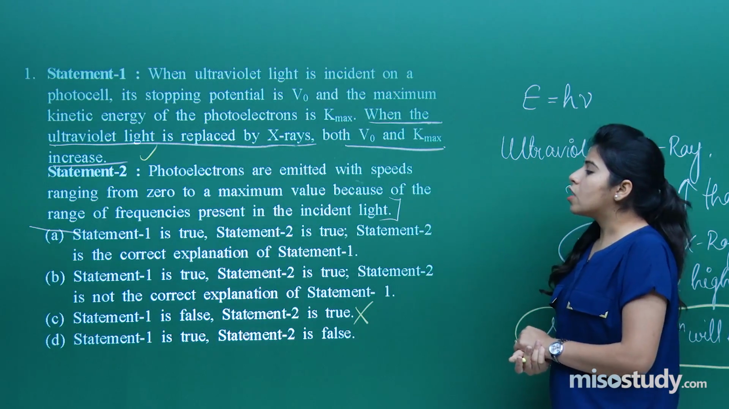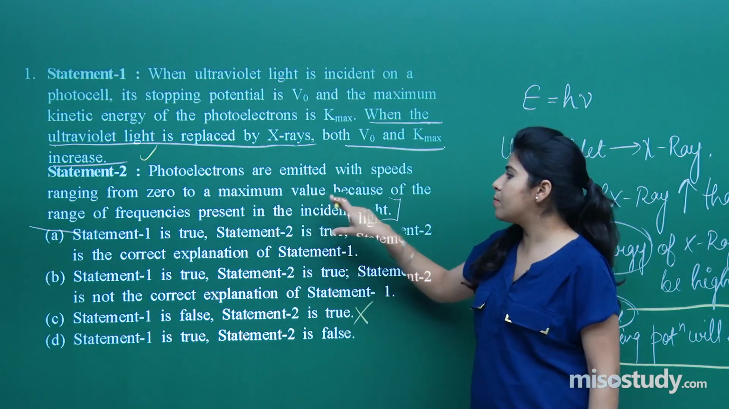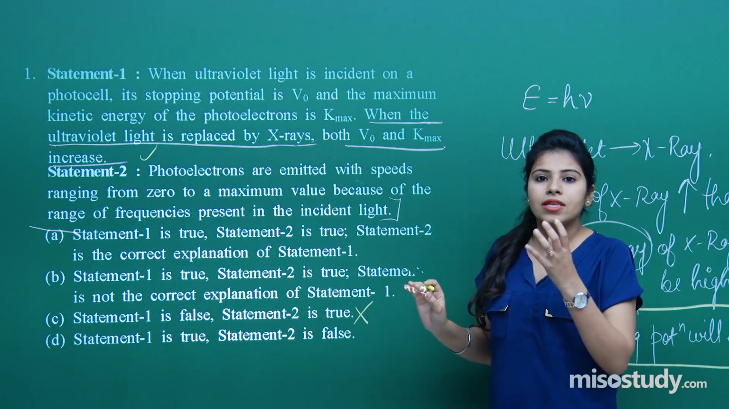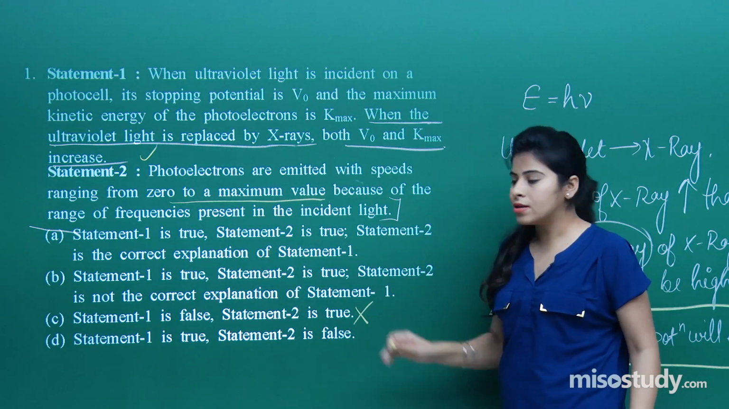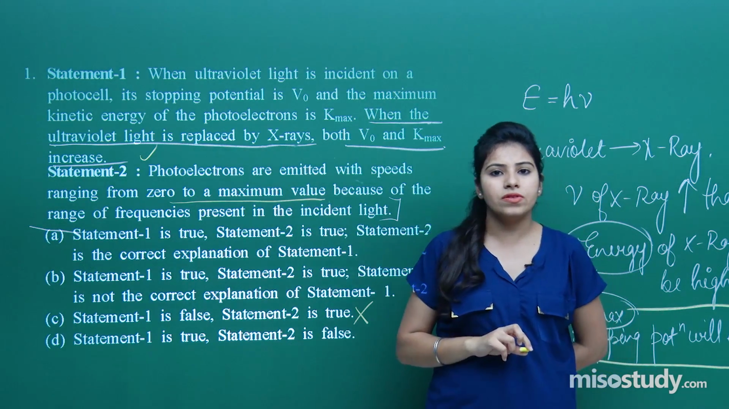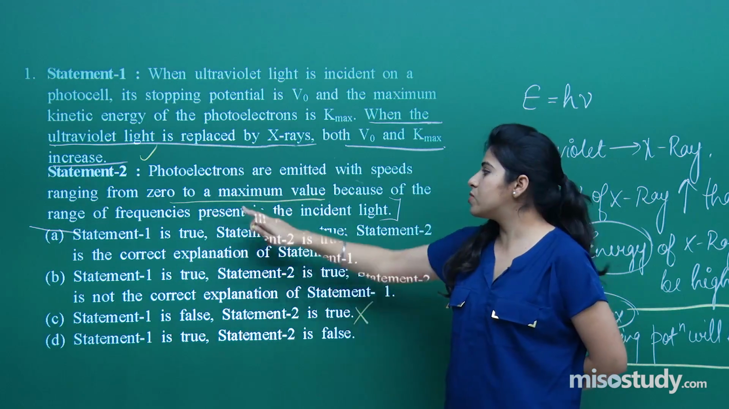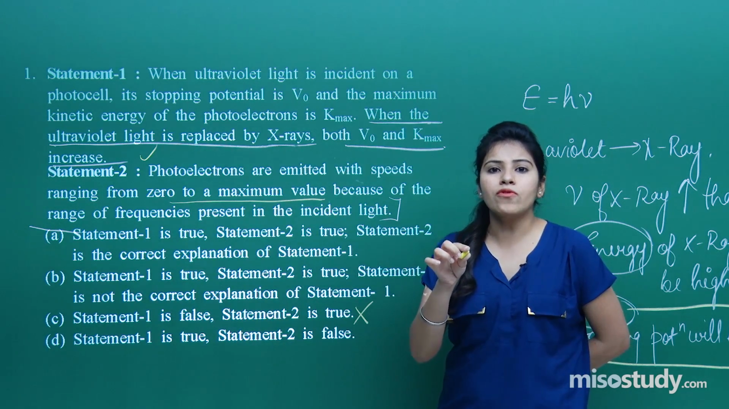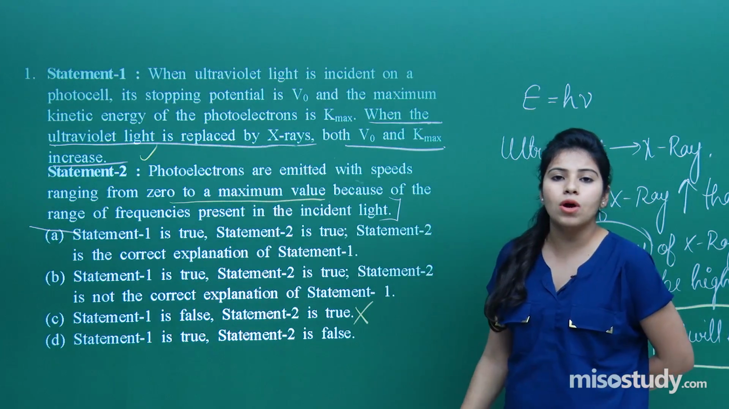According to statement 2, the photoelectrons are emitted with speeds ranging from 0 to a maximum value. Yes, this is true, the emitted photoelectrons range from 0 to a maximum value. But the reason given is the range of frequencies present in the incident light. This is not the correct reason. Because we know that the photoelectrons' speeds range from 0 to a maximum value because of collisions. At the time of collision, they lose their energy, due to which it ranges from 0 to a maximum value.